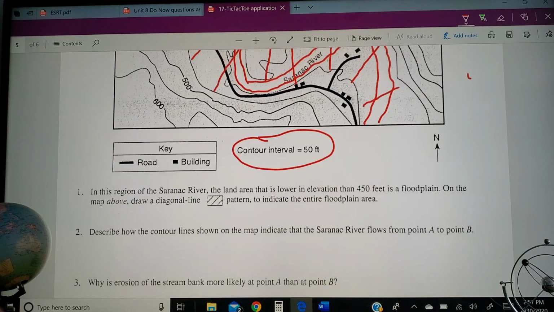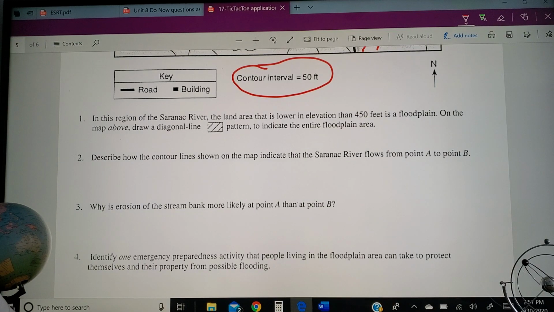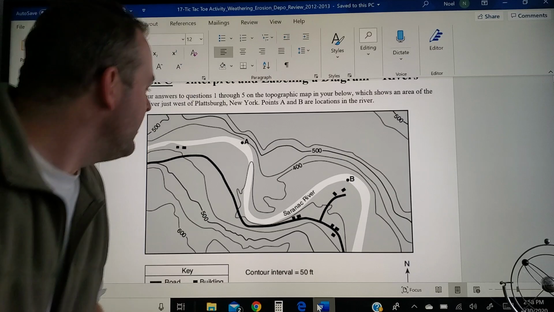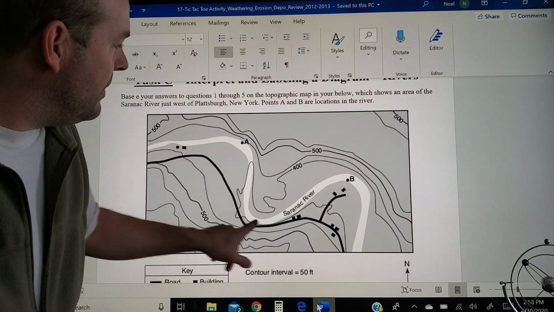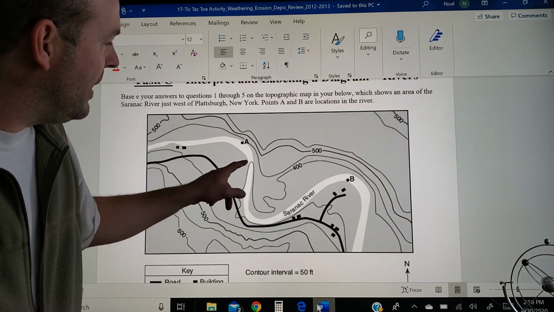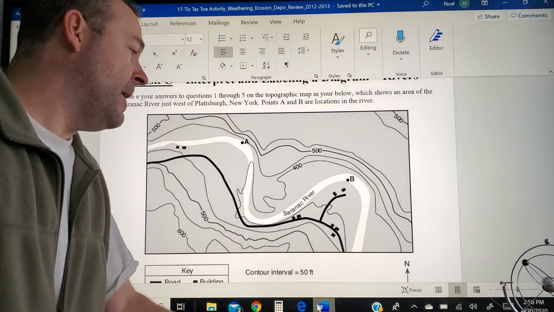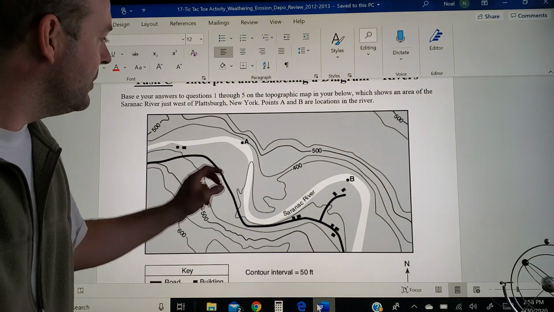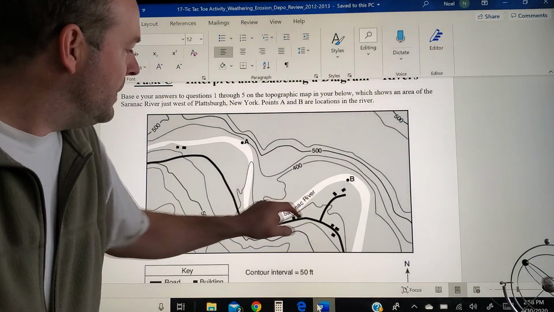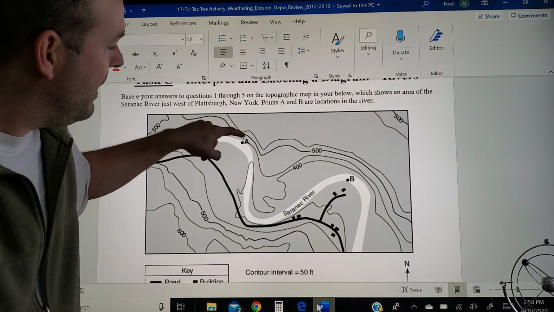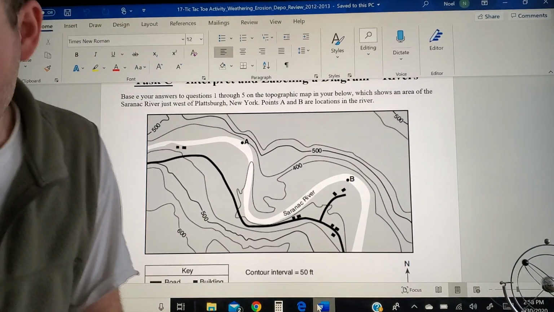Okay, then it says describe how the contour lines indicate the river flows from A to B. How do we know it goes from A to B? I'm going to switch to the other map for a second just to get rid of all my scribblings here. But if you look, the river is here, and one of the contour lines is bending when it crosses that river. And they always bend uphill, and of course water flows downhill. So it's got to be going from A to B, because the contour line bends when it crosses the river, and it bends uphill, and water flows downhill. Okay?